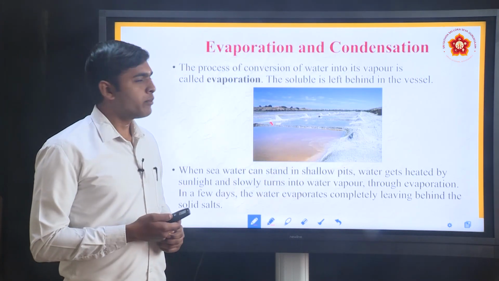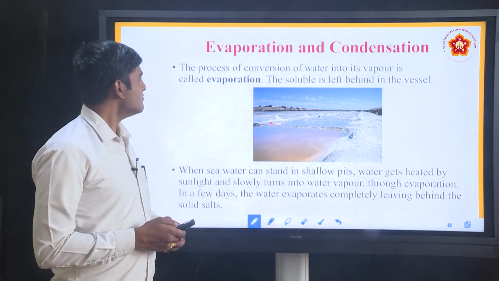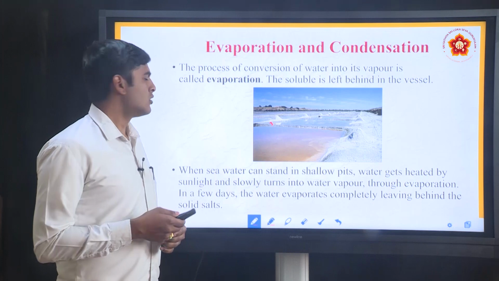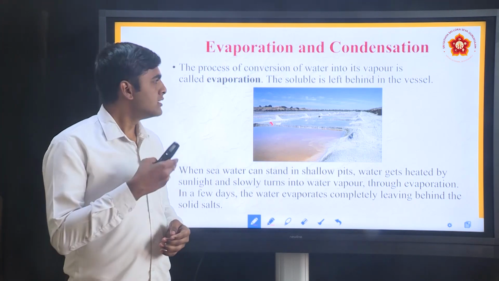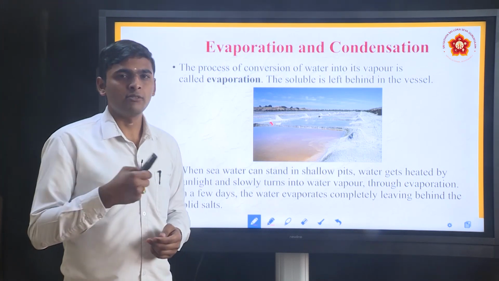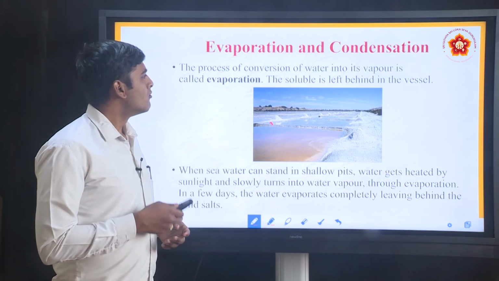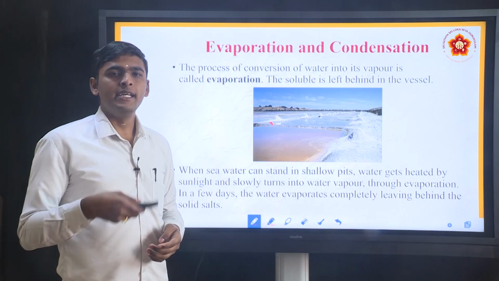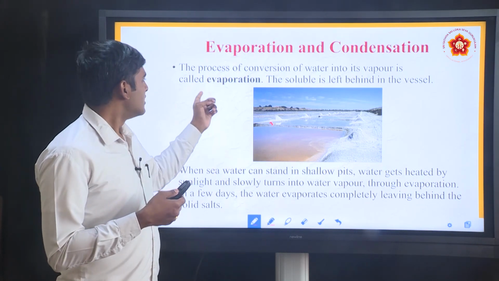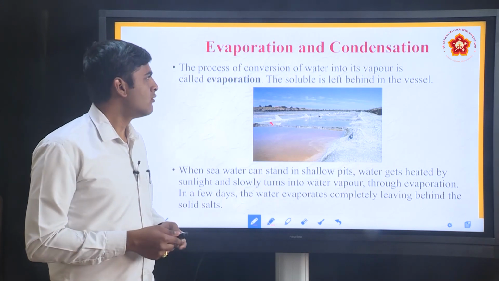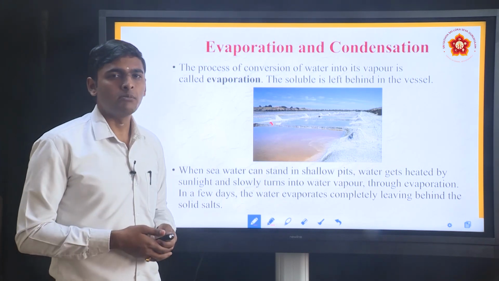Next, evaporation and condensation. The process of conversion of water into its vapor is called evaporation. This method involves the third state of matter, that is water into gas. Water is converted into vapor by heating it, and it is called evaporation. What will happen if you heat the water? What is the use of making vapors?